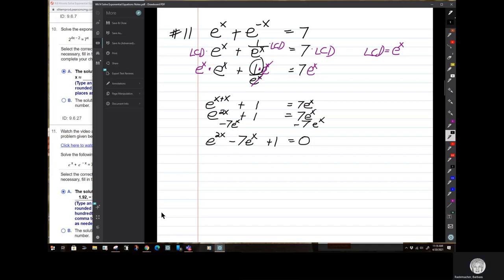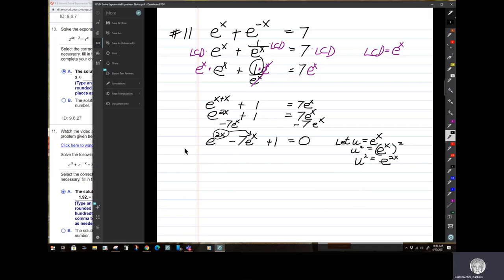Now look at this. Go back to when you use u substitution. When this power is 2 times that power, and 2x is 2 times that power. So I'm going to use u substitution now. Let u equal e to the x. Then u squared is going to be e to the x squared. Well, when you have a base raised to a power and raised to a power again, you multiply the powers. So u squared equals e to the 2x.